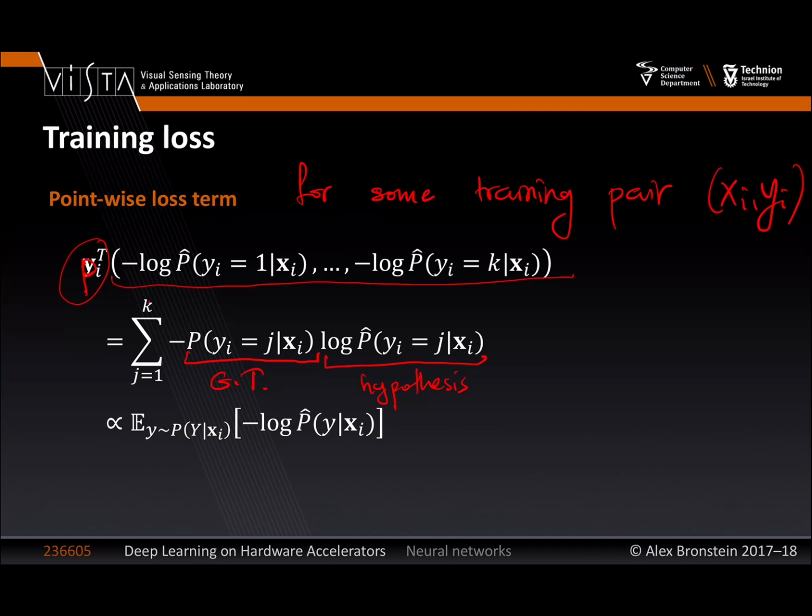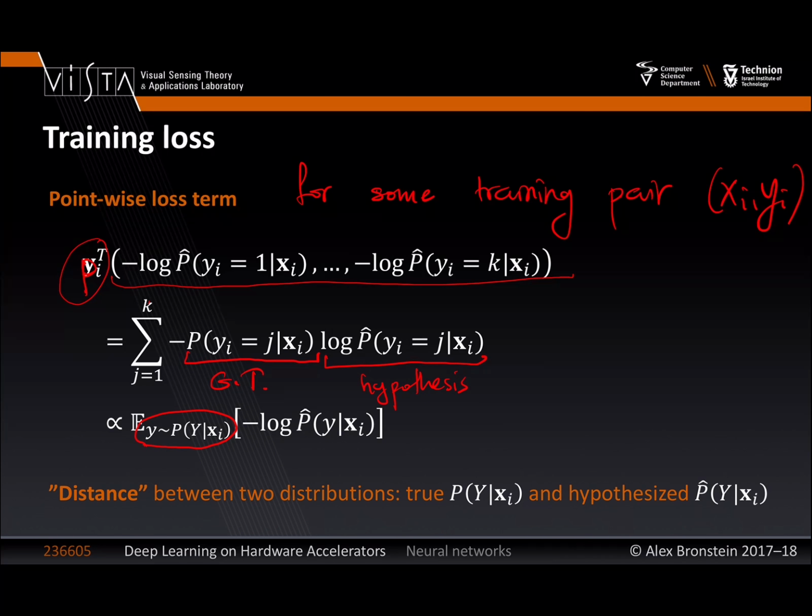I can think of it, up to a normalization, if I put here 1 over k, as an expectation that I'm evaluating, again, up to this scaling. An expectation of the negative log of my hypothesized probability with respect to the ground truth conditional probability of the label given the instance, for a specific realization of the instance.